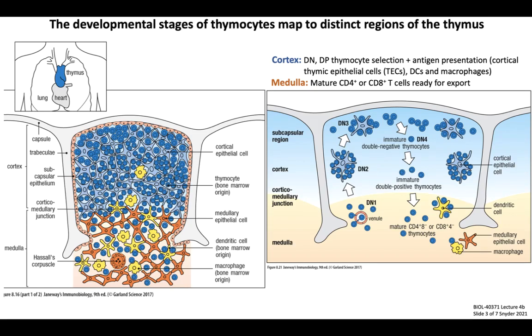Only once progenitor thymocytes progress through the double negative to double positive stage can they undergo positive and negative selection, which yields mature single positive thymocytes, which can then migrate to the medulla and eventually leave the thymus by egressing into secondary lymphoid organs.